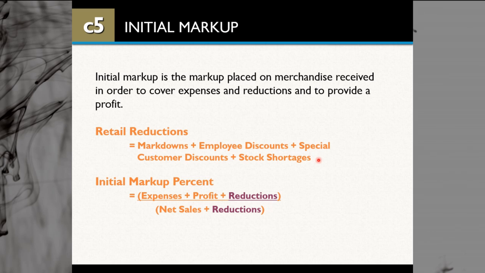And you're gonna add this at the top and the bottom of your formula for the initial markup percent, because you need to consider this at the beginning so that later when you figure out your profit, it's gonna be better. So you need to think about all possible expenses and plan profit, plan net sales, and also this retail reduction. So your initial markup percent can be calculated as expenses plus profit plus reduction divided by net sales plus reduction.